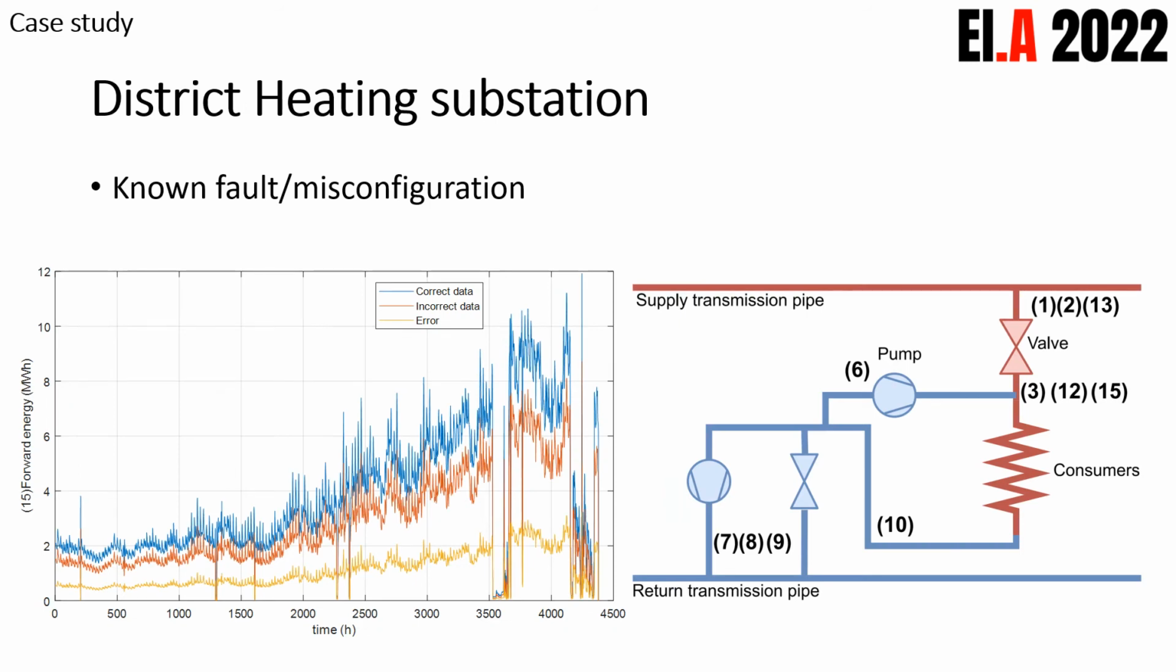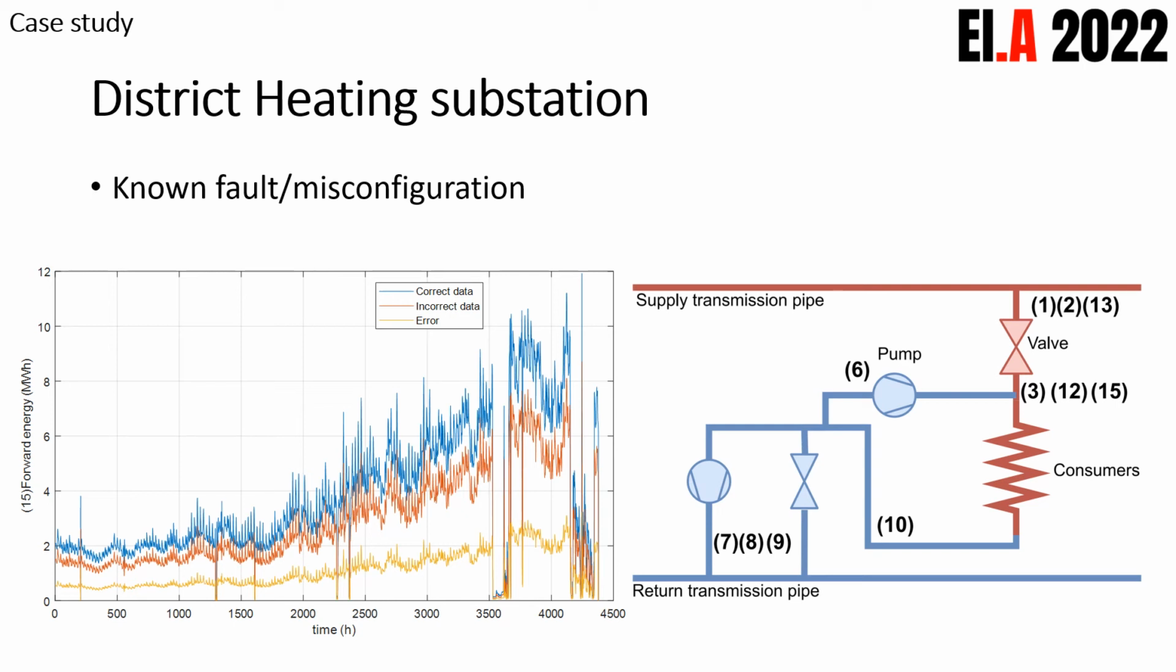So the case study is a district heating substation. As you can see, the general setup here is with some consumers and a few pumps and valves to control it, and then we have measurements of pressure, temperature, and flow at different places at the substation. The main thing we want to test is that there is a known fault in the system that was given in the forward energy, like the energy going to the consumers.